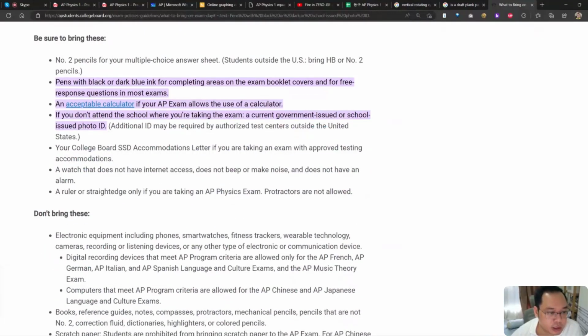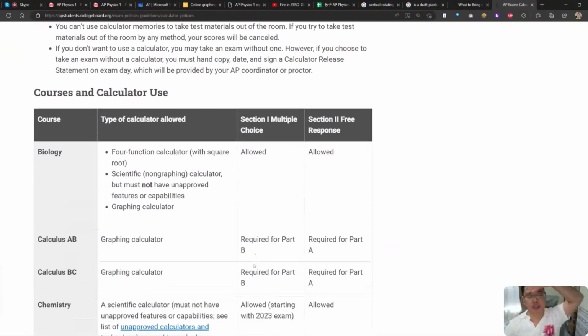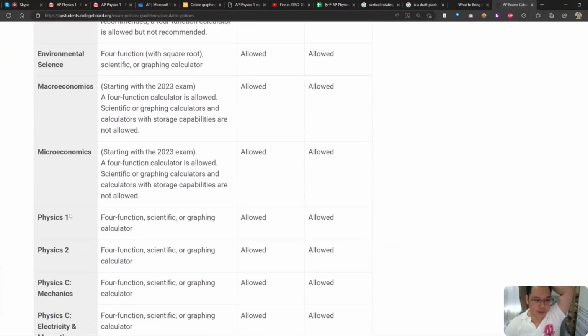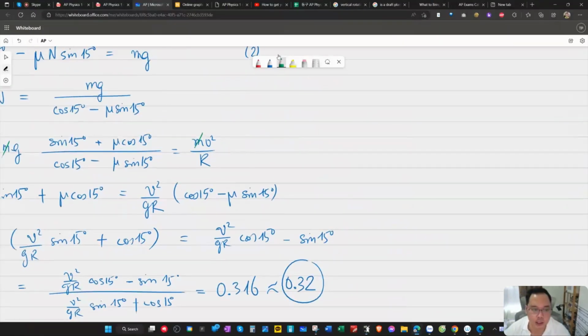Don't bring these. Acceptable calculator here. Okay, acceptable calculator. For many calculators, you can use it to find the solution of that equation. For physics 1, four-function, scientific and graphing calculators are all allowed. Let me change the sharing screen, and I will use another calculator.